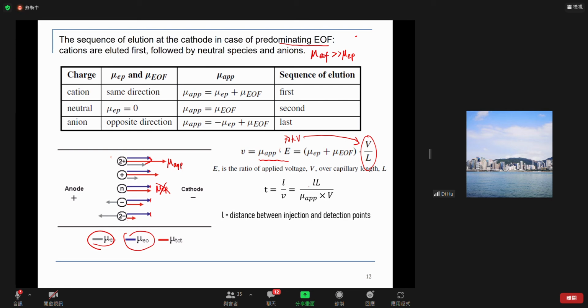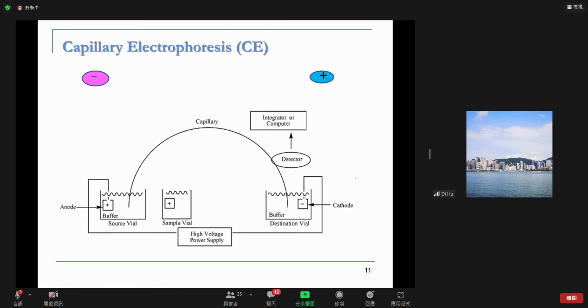Pay attention to the two Ls here. One is the small L, one is the bigger L. Okay, remember what you see here. A, B, C: A is the start point, B is the end point, C is the detector. So which one is the big L? It is the total length of the capillary.